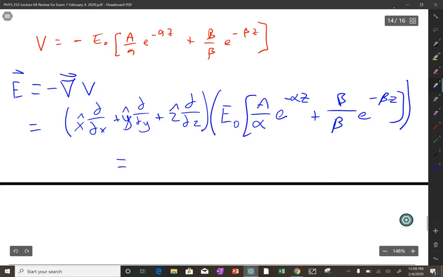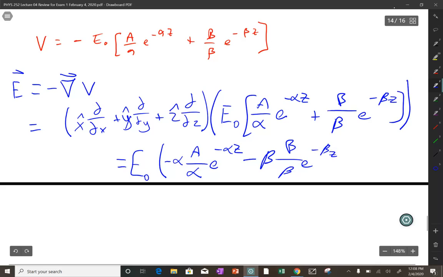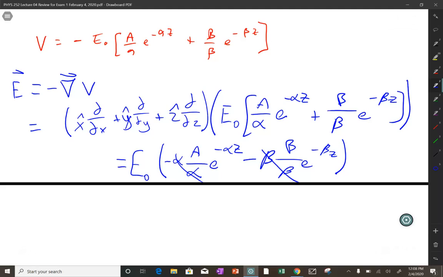We don't have to do all of the work in between because it's something we can do in our head. So that equals E sub 0 times... I'm going to write out my work just so I don't get confused. Not plus, minus beta, E over beta, e to the negative beta z. Those two cancel out. There's one more thing you forgot: z hat. It's a vector. Right. Okay, and there's our answer.